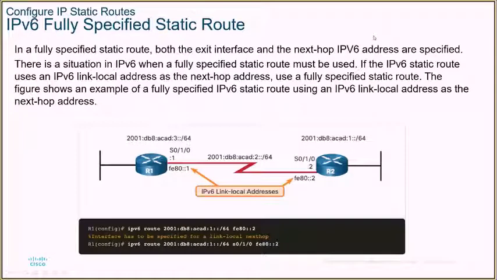And so again, you can do that with IPv6 static routes as well. So this example down the bottom here, your destination network, your prefix, your exit interface, and your next hop address. And that works nicely.